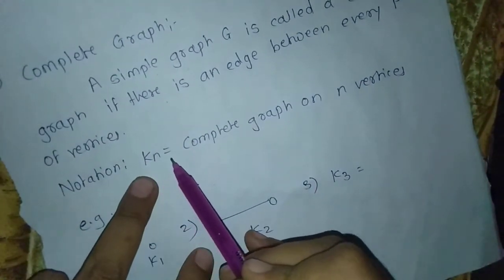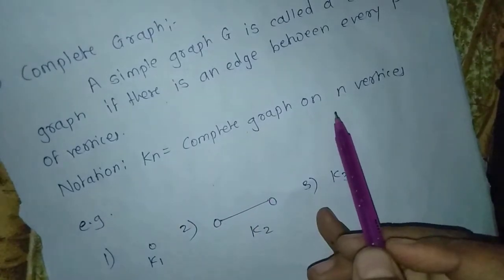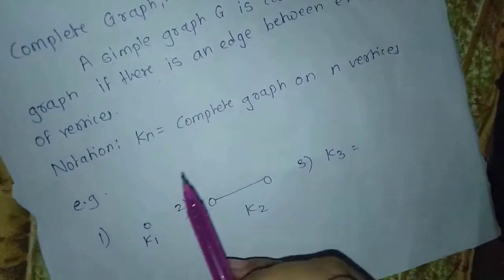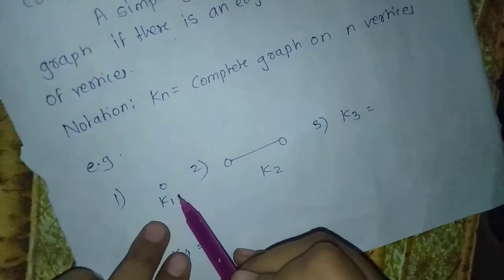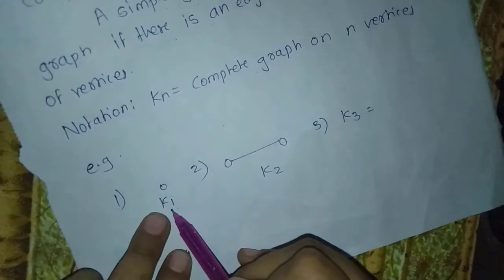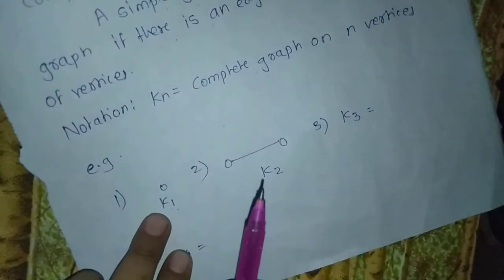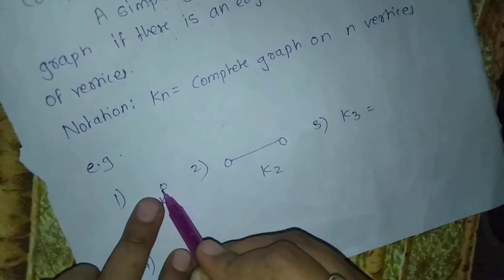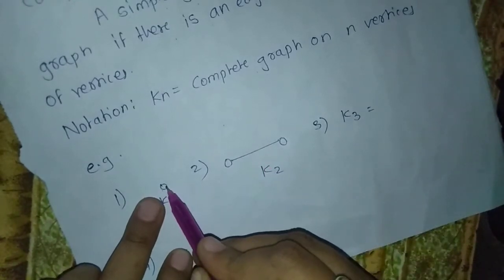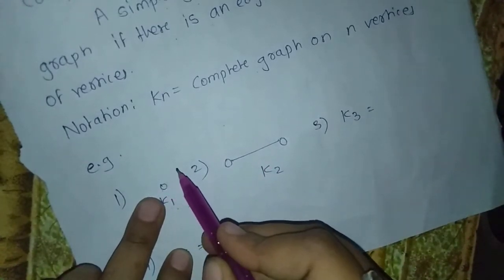Notation: K suffix n means the complete graph on n vertices. For example, K1 means the complete graph on one vertex. So this is the one vertex, and here there is no choice of giving an edge.